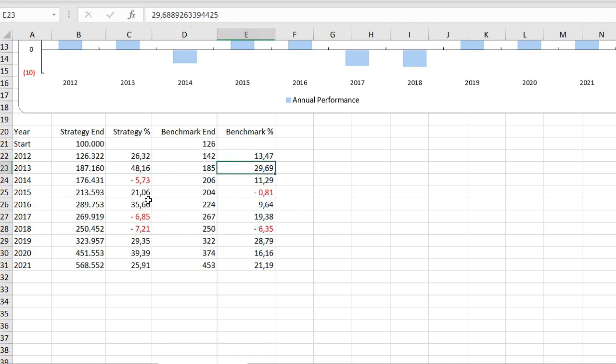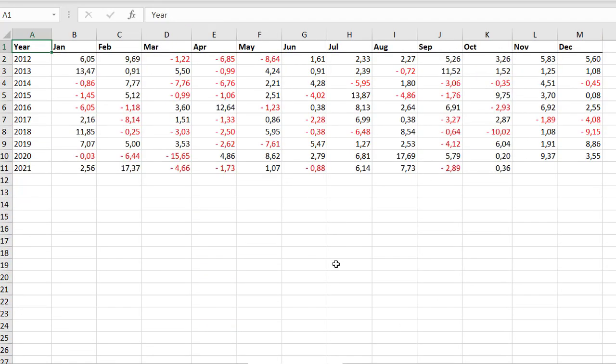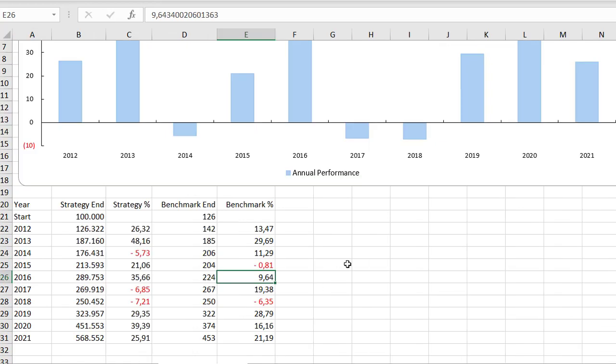In 15, that was a hard year for many trend followers. We made 21%, whereas the market was a bit down. 16, we crushed the market, and so on. Most years we are doing significantly better. We also have the monthly stats, but we won't dive too much into that right now.